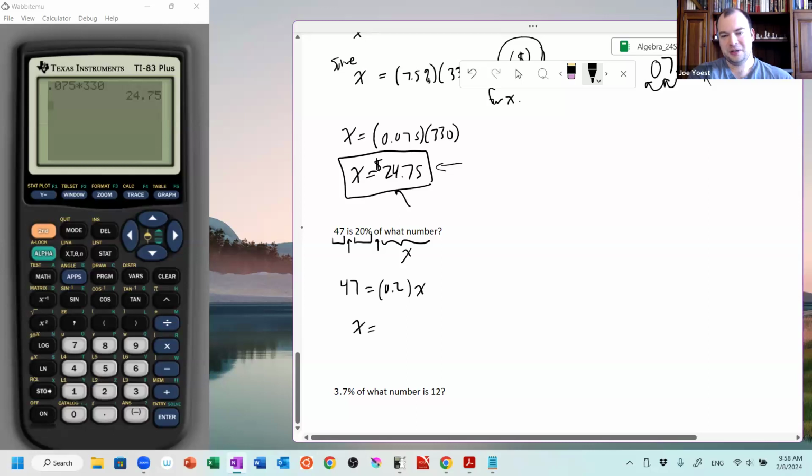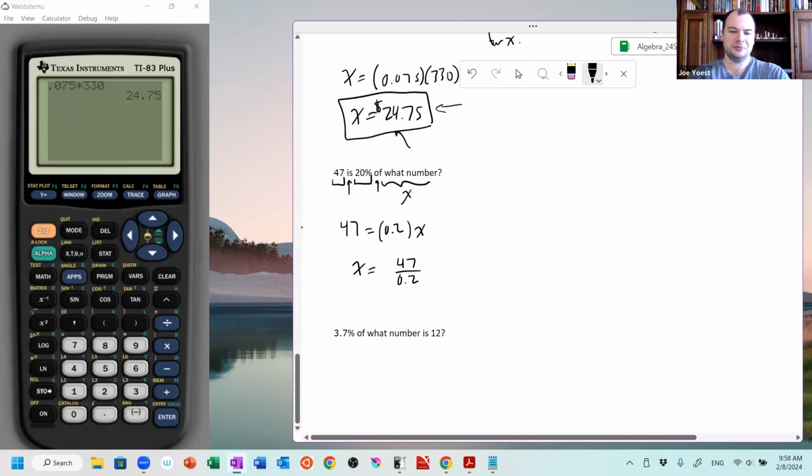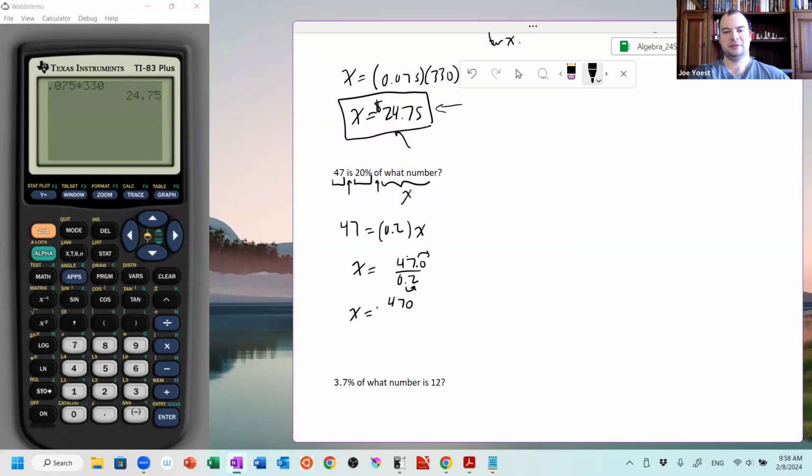Or I see that X equals 47 over 0.2. And for this one, I don't think I'll go to the calculator. I can multiply top and bottom by 10, moving the decimal point on the top and on the bottom to the right one. 400 over 2 is 200, 70 over 2 is 35.